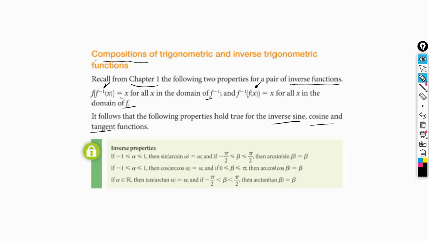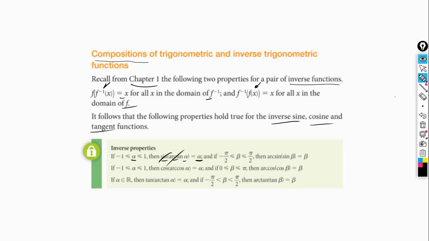So what are these properties? If a value alpha, and notice that it's a value, not an angle, if a value alpha is between -1 and 1, then the sine of the arcsine of alpha is just going to be alpha. In other words, these would cancel each other out.